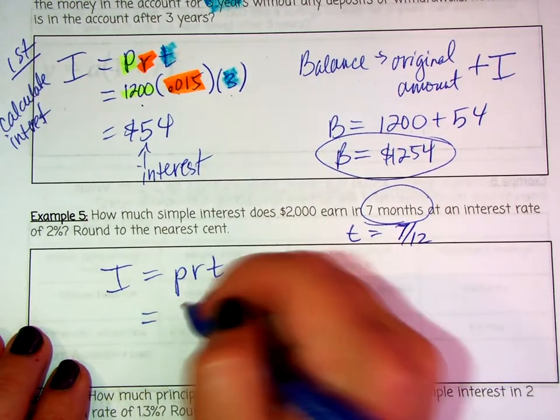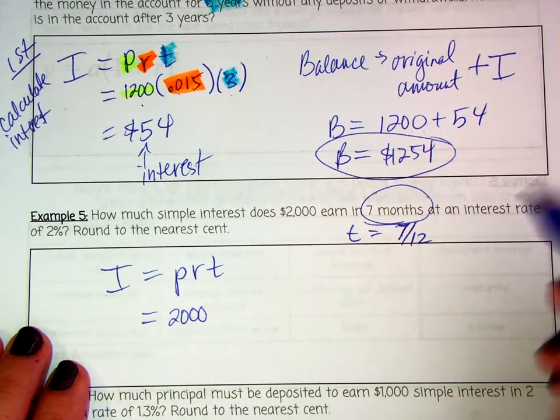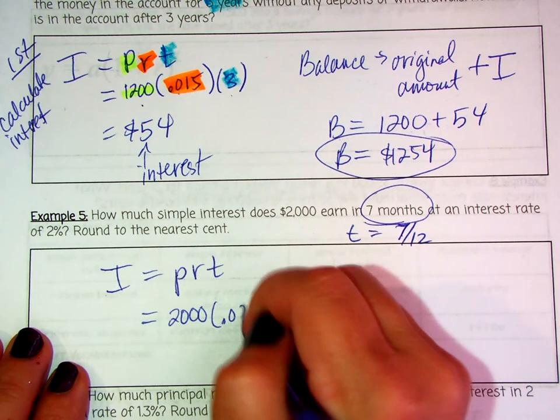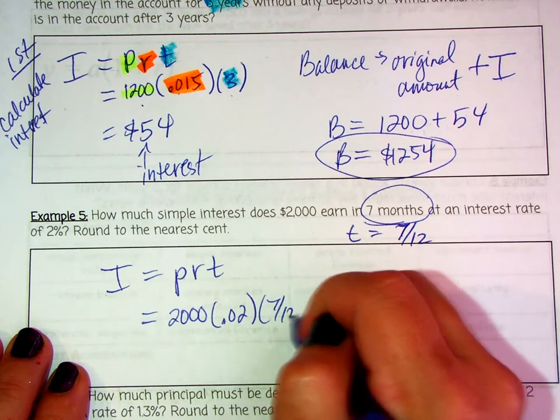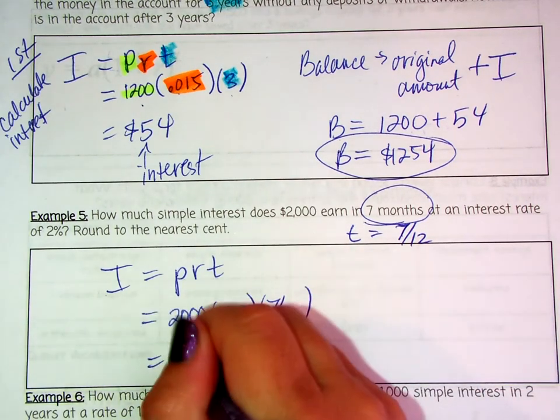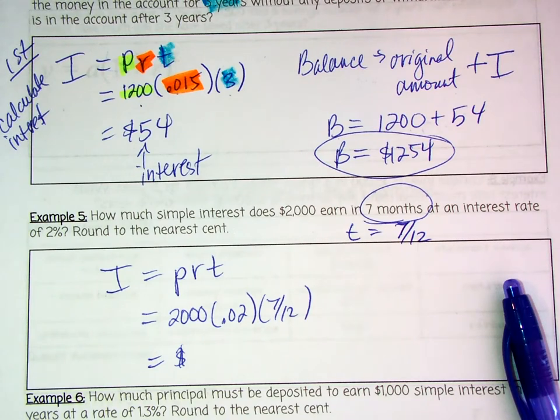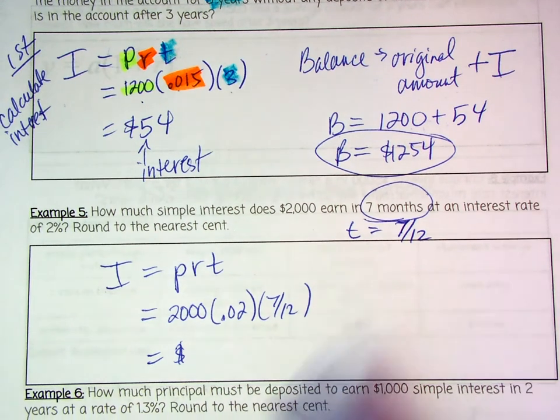And so we start with the principal of 2,000, a rate of 2%, and the time is 7/12. Plug that into your calculator. And I get $23.33.